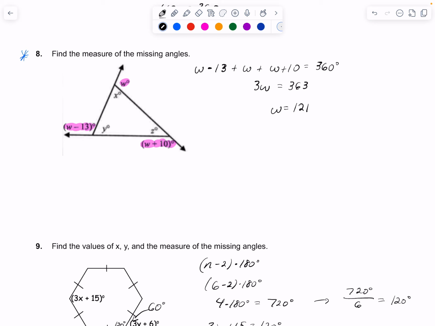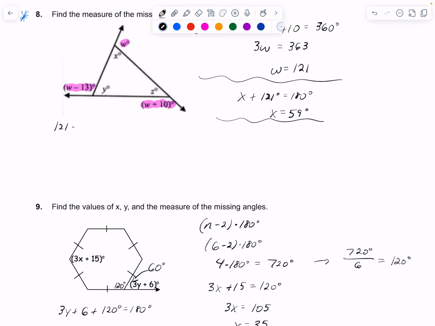Now that will also allow me to find all the other ones. Probably the quickest one is to find x, because x plus 121 is 180. So x is going to be 180 minus 121, which is 59 degrees. So that's x. To find y, I'm going to do 121 minus 13, and then plus that y to give me 180. So that's 121 minus 13, which is 108. So y is going to be equal to 180 minus 108, which is 72 degrees.